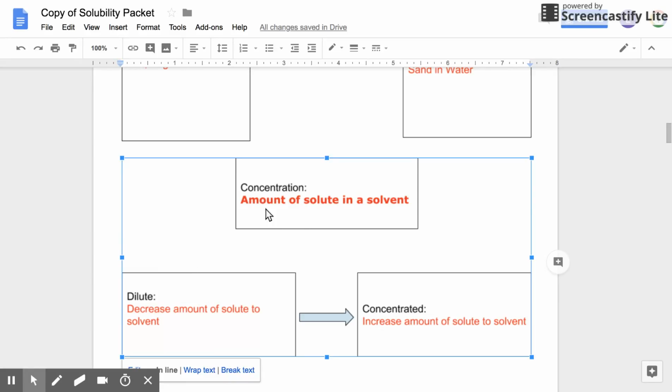So these three words are pretty important. Some things can be more concentrated, which means more of that solute in the mix. And then this one has less, diluted, less solute in the mix.